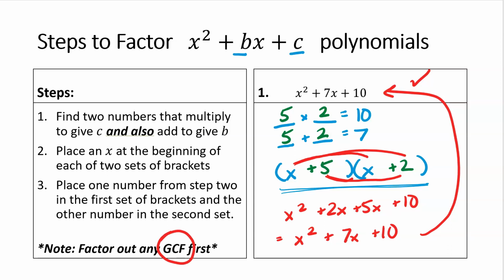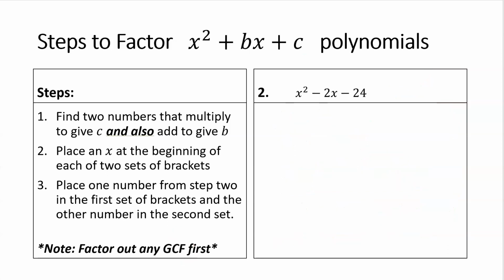Let's take a look at another example. Here we have x squared minus 2x minus 24, and just because there's negative signs involved does not change our procedure. We're still looking for two numbers that multiply to give us that last term, which is a negative 24, and those same two numbers need to add to give us our middle, which is negative 2.